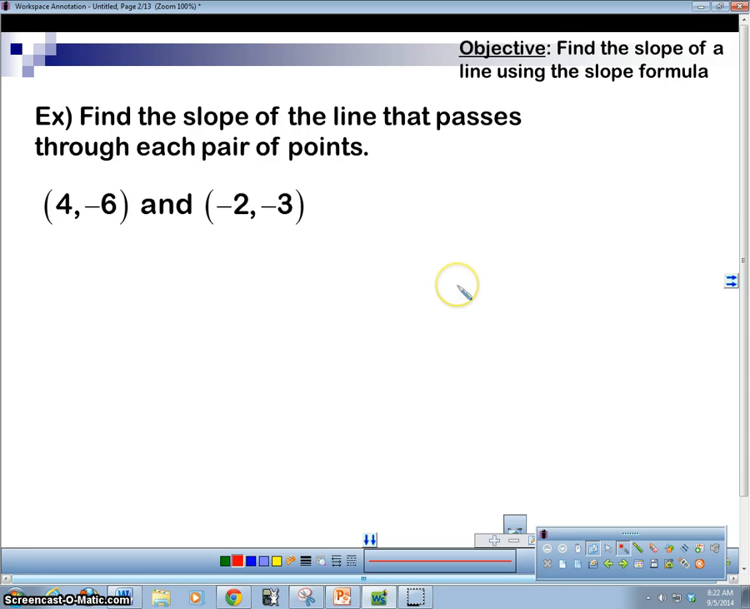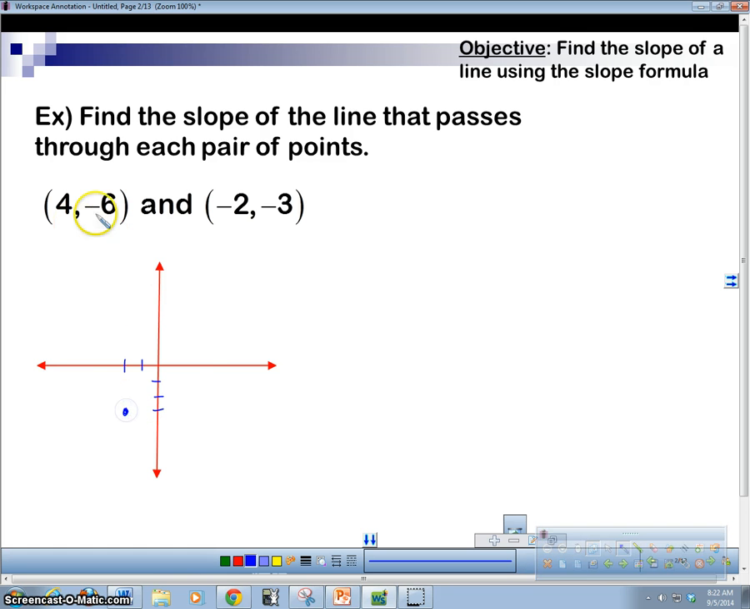Alright, so find the slope of the line that passes through each pair of points. I'm going to quickly graph this, and if I can get my lines here to work. Oh, look at that. They are not dashed lines today. How beautiful. Okay, so we'll go -2, -3. Plot that point. 4, -6. Plot that point. It's over here.